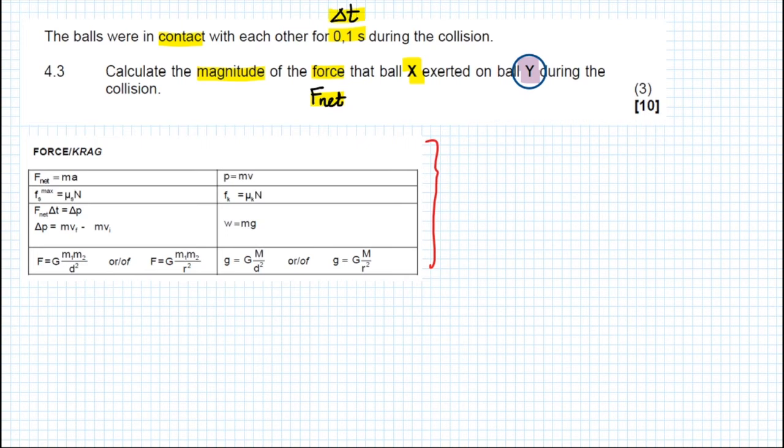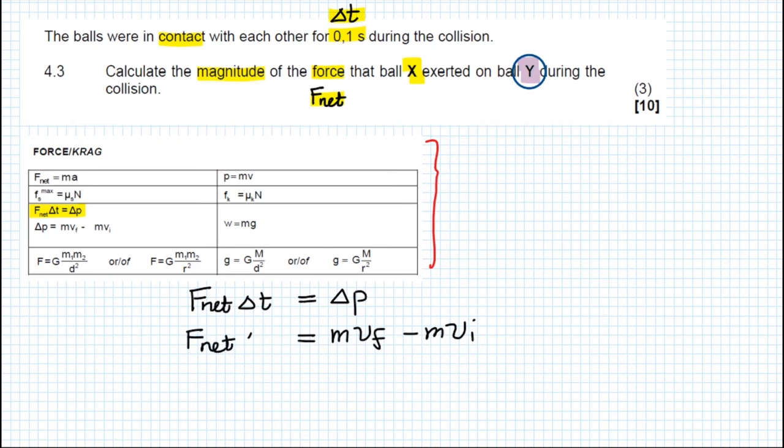The only formula on your formula sheet, especially in this section, that involves the net force and time is this one over here, the impulse momentum theorem. F net multiplied by change in time is equal to change in momentum. And we can expand the change in momentum to mv final minus mv initial. So any form of this formula, if you write down either the first version or the second version, you're going to get your formula mark.